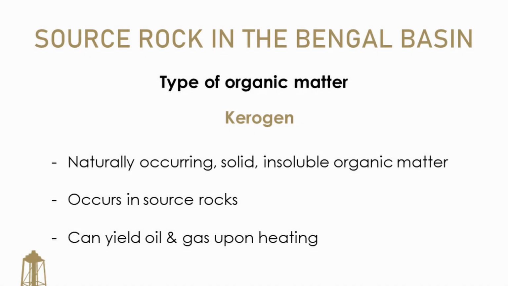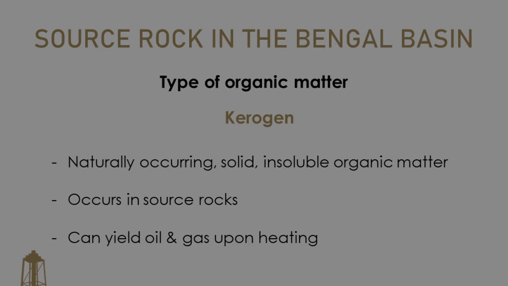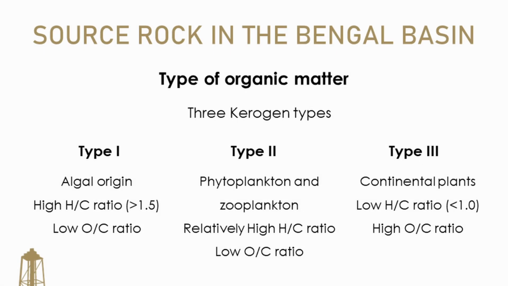Kerogen is naturally occurring solid insoluble organic matter that occurs in source rock. It can yield oil and gas upon heating. There are three kerogen types, type 1, type 2 and type 3. Type 1 is of algae origin. It has high hydrogen carbon ratio which is more than 1.5, and it has low oxygen carbon ratio.